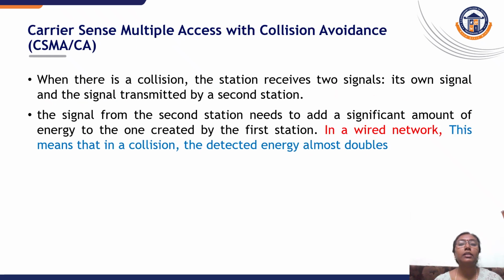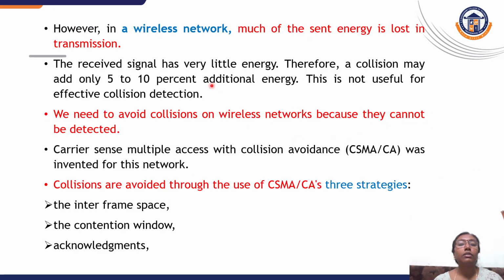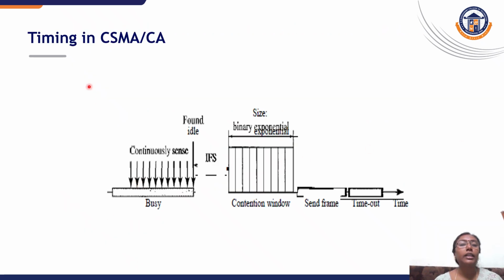Carrier sense multiple access with collision avoidance. We can detect the collision in a wired network where the energy is doubled, that is, when there is a collision, its own energy and the energy received from the second station. But we cannot detect the collision in a wireless network. Only 5 to 10% of additional energy will be received. So we can avoid the collision by following the procedure in CSMA/CA with three strategies: the interframe space, contention window, and acknowledgement. It is further explained by this diagram.